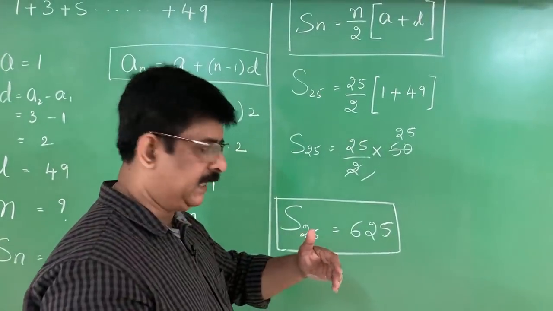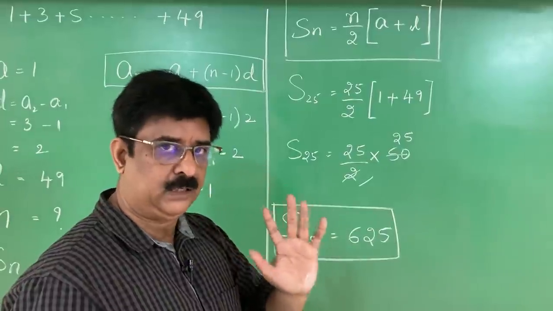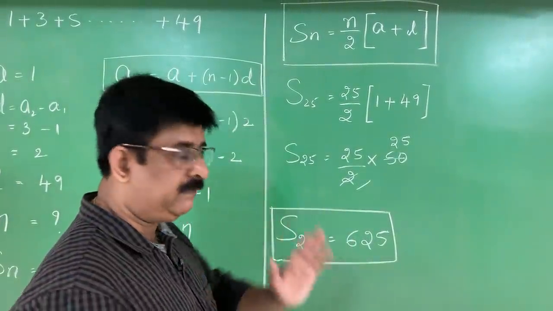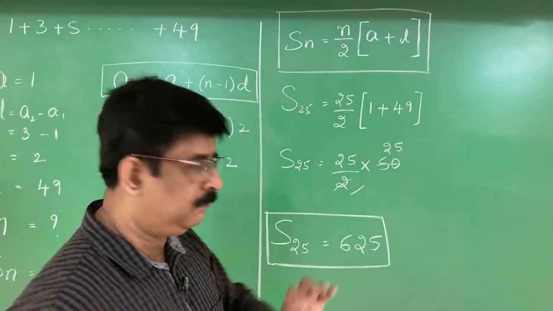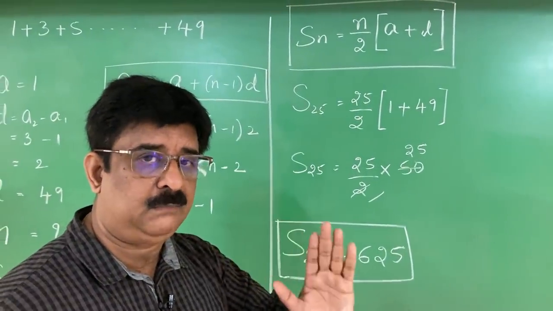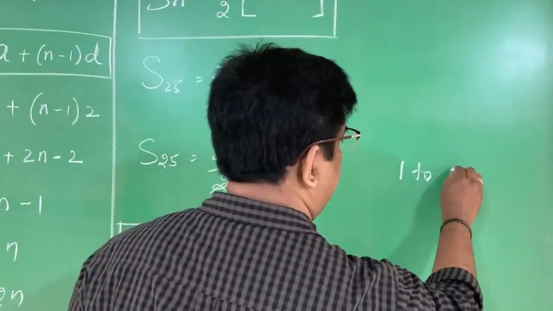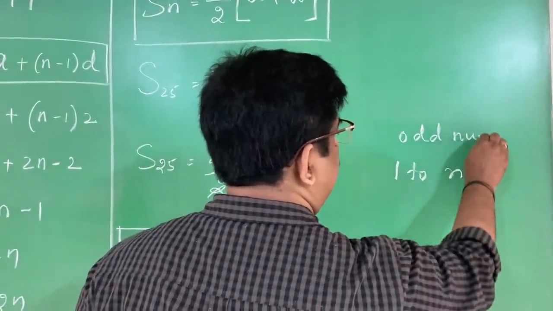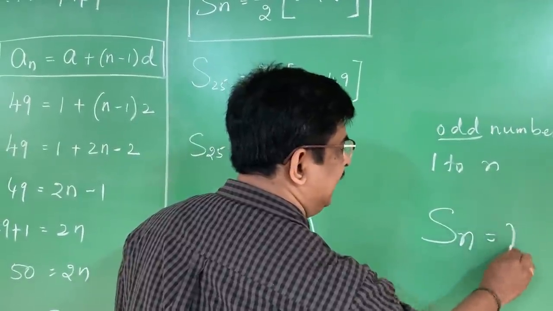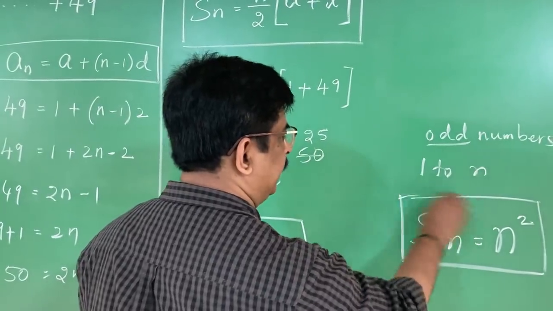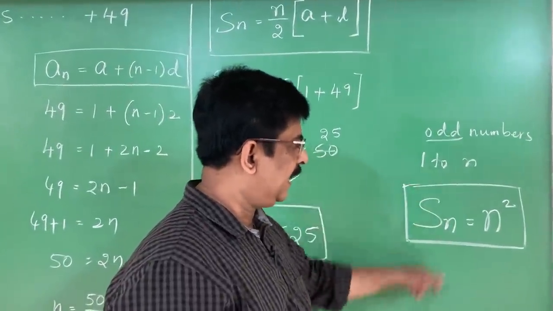Some students are brilliant. We have seen the papers, and by seeing the papers we can understand that some students have a mathematical aptitude. They are intelligent students. For those students, I am mentioning here, there is a formula to find the sum of all positive odd numbers from 1 to n. When it is odd numbers, the sum Sn is equal to n square. You are going to use this in your higher classes. Sn is equal to n square is the formula to find the sum of the first n odd numbers.